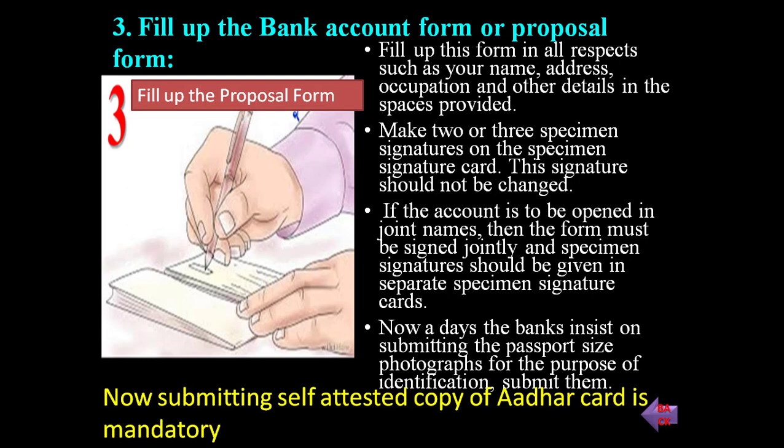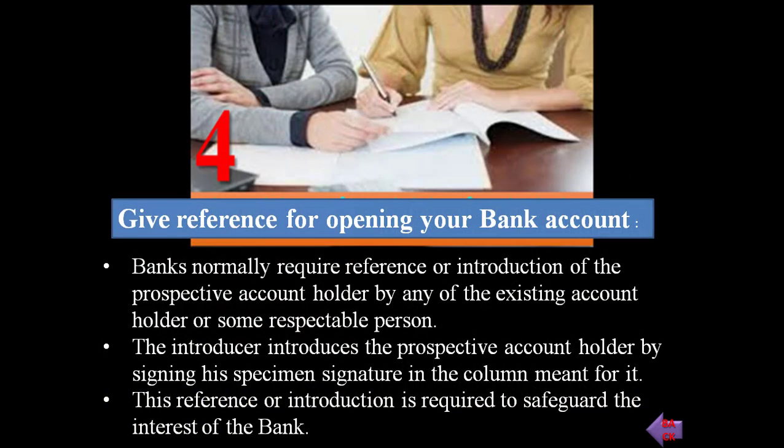Nowadays, the banks insist on submitting passport size photographs for the purpose of identification. Submit them. Now, submitting a self-attested copy of the Aadhaar card is mandatory. They have made it compulsory: the photocopy of the Aadhaar card with a self-attested signature. So this is the third step. Let's come to the fourth step.